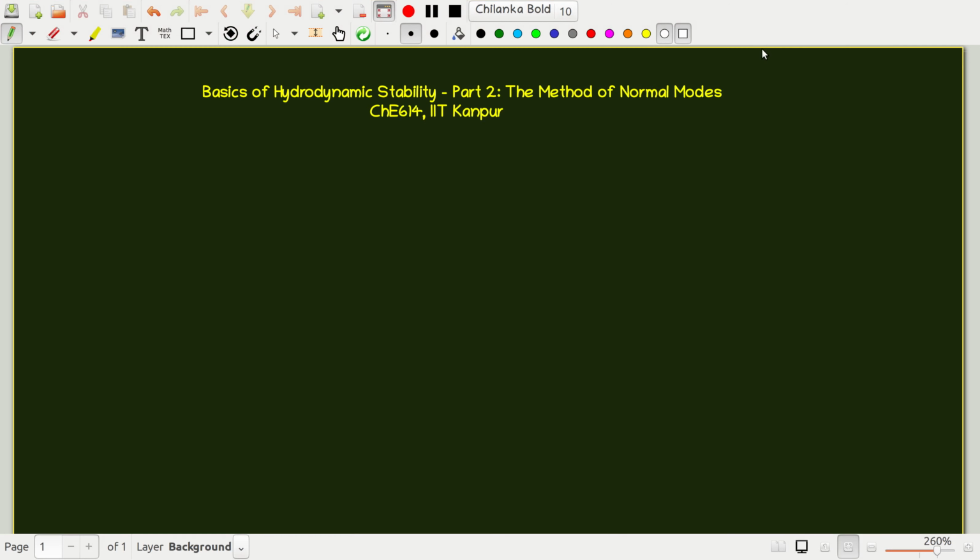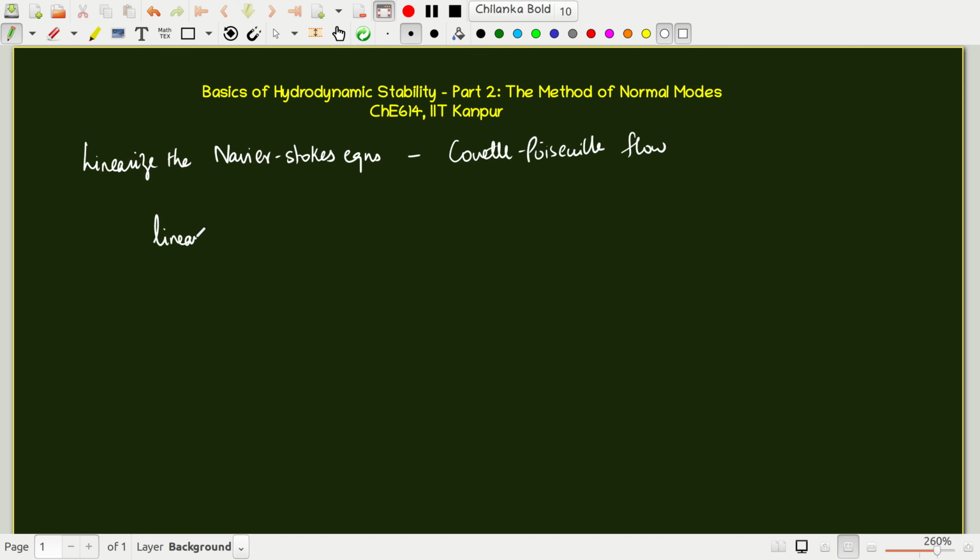If you remember, in the last module we tried to linearize the Navier-Stokes equations in the context of combined Couette-Poiseuille flow, right? So there finally we ended up with a set of linear coupled partial differential equations that had Vx prime for the perturbations.